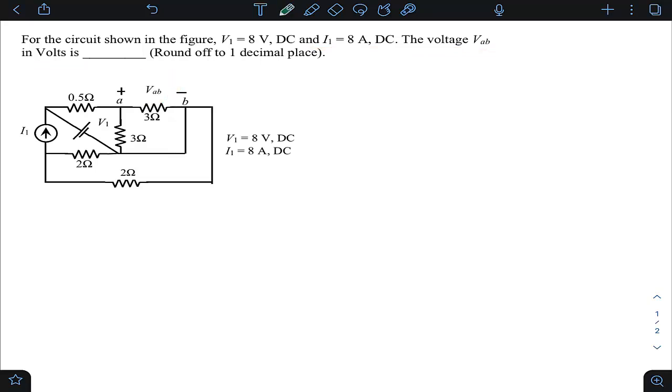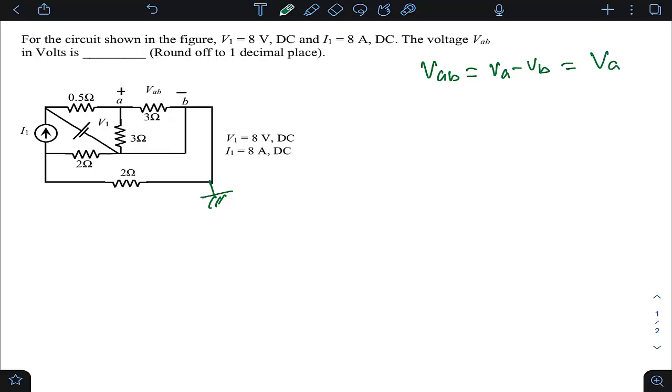Now students, let us make this point my ground. If I am making this point ground, this node is the same as this node and the same as this node. So this is the same node B, right? VAB is generally given by VA minus VB, but the reference node which I have selected, node B, is connected to ground, so VB equals 0. So VA minus 0 is basically VA. So VAB equals VA.